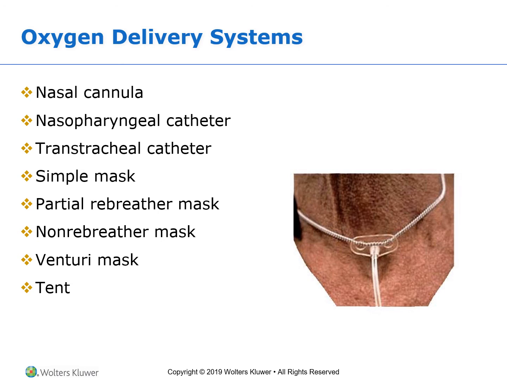The partial rebreather is a simple face mask, but it has a reservoir bag also, and that bag collects some of the patient's exhaled air, all right, while the rest of it goes out through the vents. It's mixed with 100% oxygen for the next inhalation. So the patient rebreathes about 1/3 of the air that they breathe back out through that reservoir bag. So this allows conservation of oxygen, and the patient can inhale room air through those openings of the mask if the oxygen supply is interrupted for some reason.